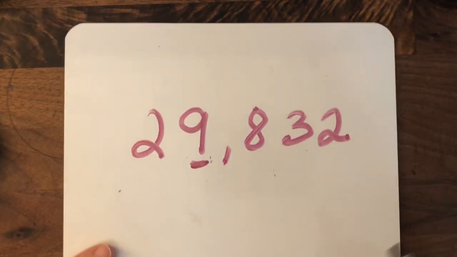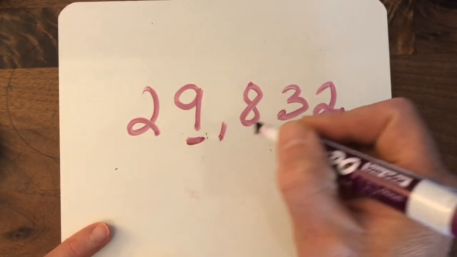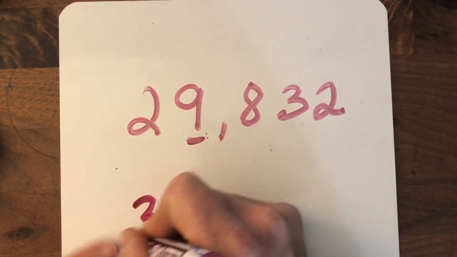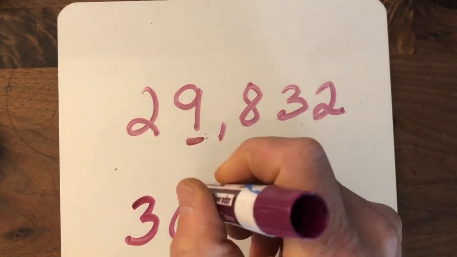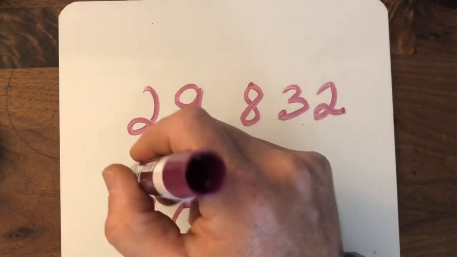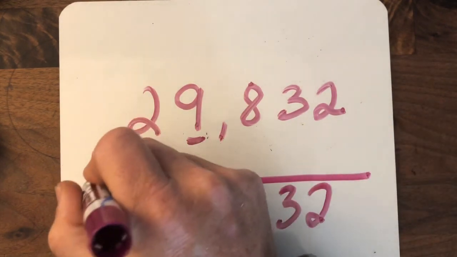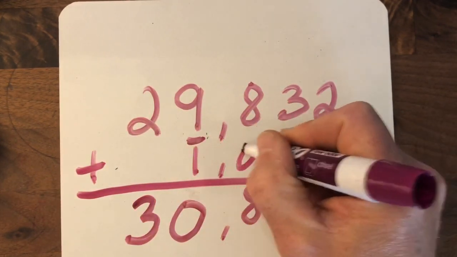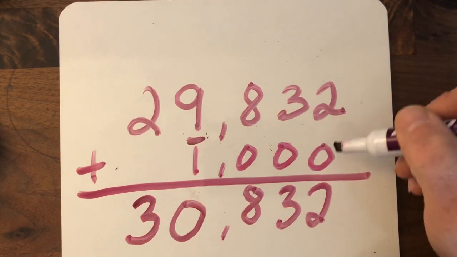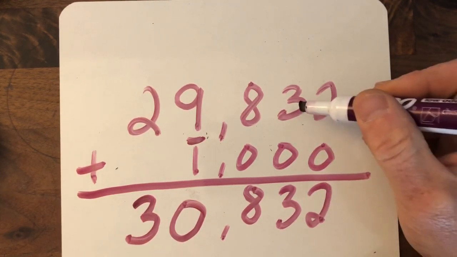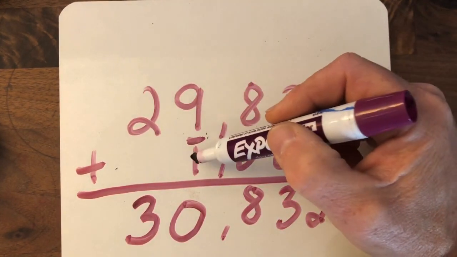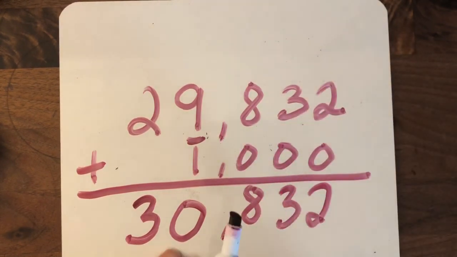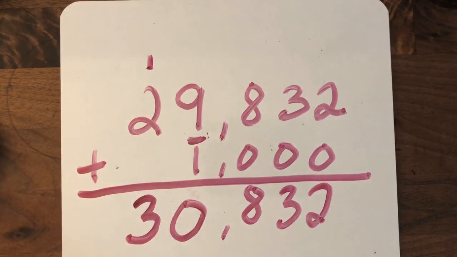So my 1,000 more than 29,832 is 30,832. And if I look at that, let me check my work, and I put in my 1,000, let's do the math. 2 plus 0 is 2. 3 plus 0 is 3. 8 plus 0 is 8. 9 plus 1 is 10. Put down the 0, and then I would have to carry a 1, right? And 1 plus 2 is 3. See how it works out?